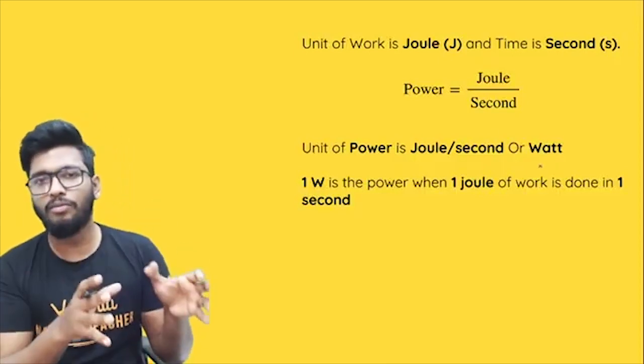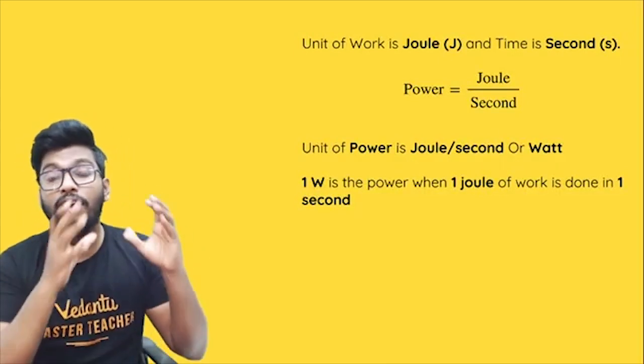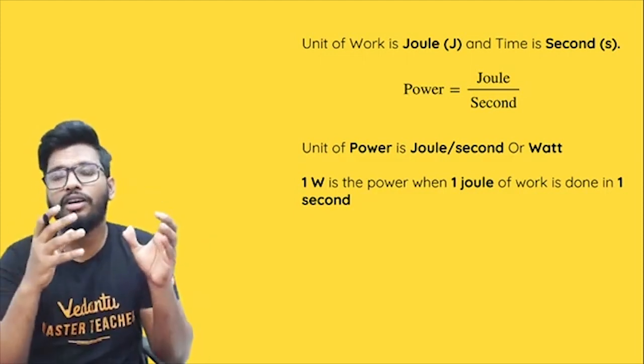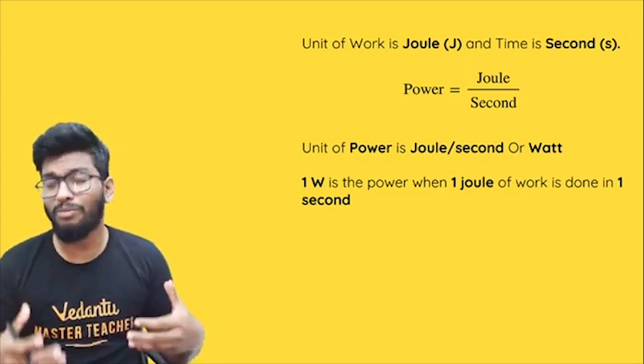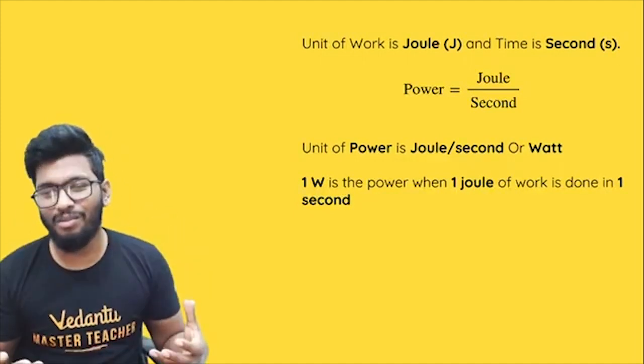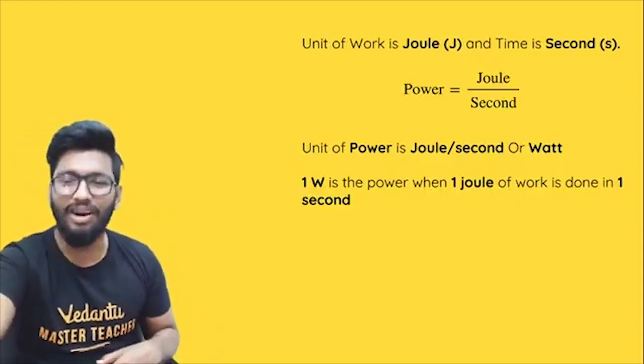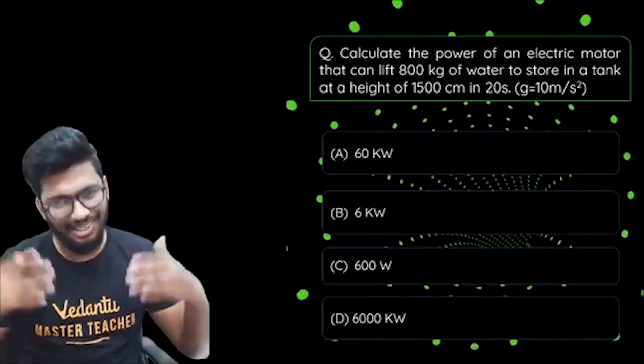So when is power said to be 1 watt? Power is said to be 1 watt when the work done on an object or on a body is 1 joule in 1 second. That is what is called 1 watt. So yes, guys, let's do another problem as well.